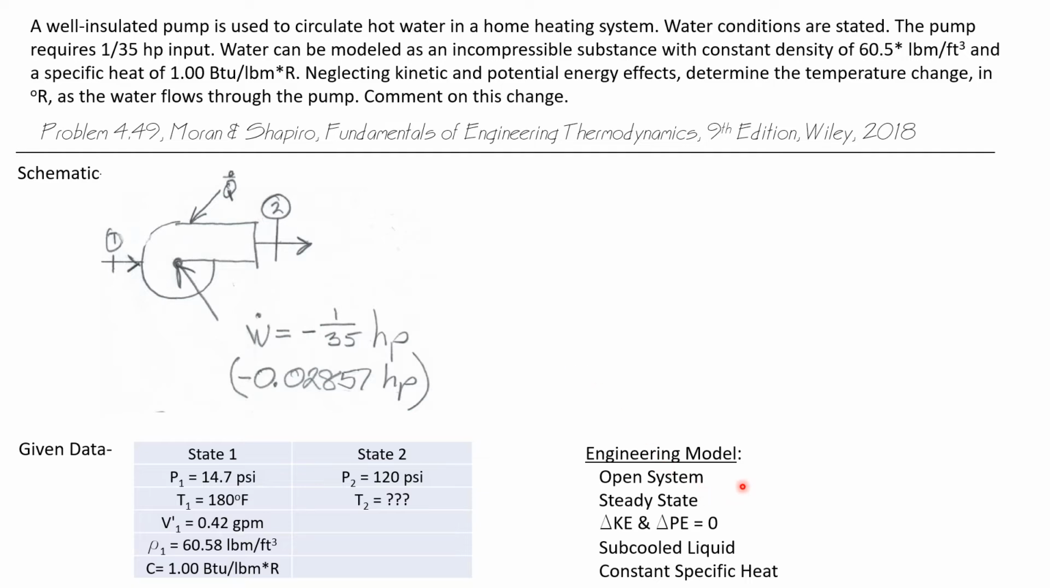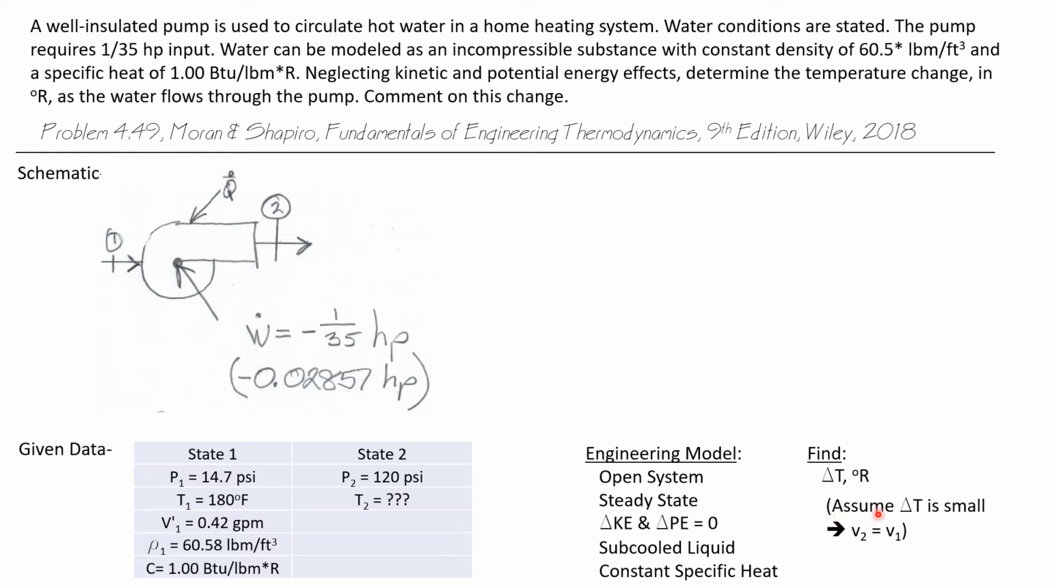Let's figure out how we're going to model this system. Well, it's an open system at steady state conditions. We're ignoring any changes in kinetic or potential energy as being insignificant. We're dealing with a subcooled liquid that has a constant specific heat. And we want to find delta T in degrees R. Actually, it's R degrees because delta T is not a temperature. It's a number of degrees, temperature degrees.